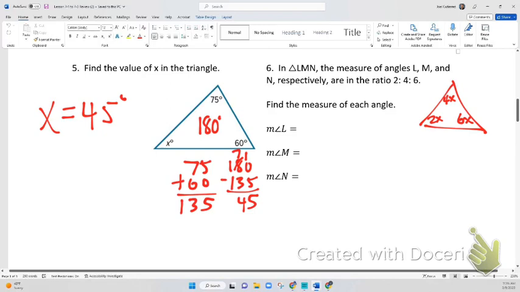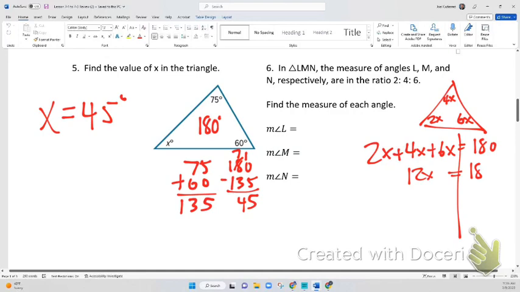All triangles add up to 180, so for this one you just need to do 2x plus 4x plus 6x is equal to 180. You add all your x's together, so 2x plus 4x plus 6x gives you a total of 12 x's. And you know that they have to equal 180 degrees, so divide by 12, divide by 12. And 180 divided by 12 gives you 15. Now, if the question was, what is the value of x, you would be done. But you are not done.